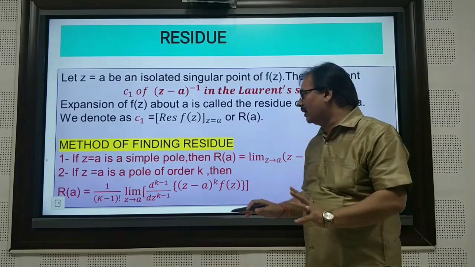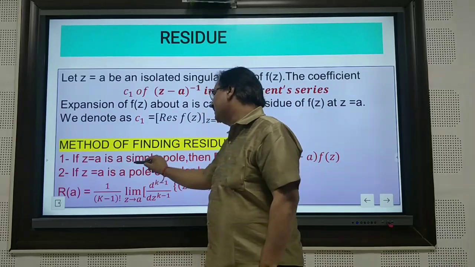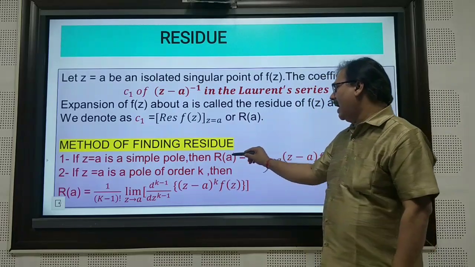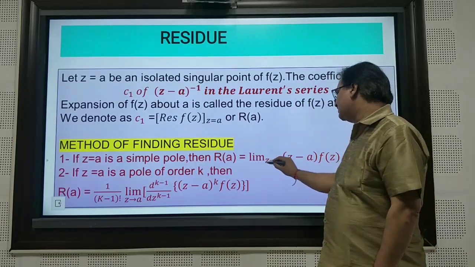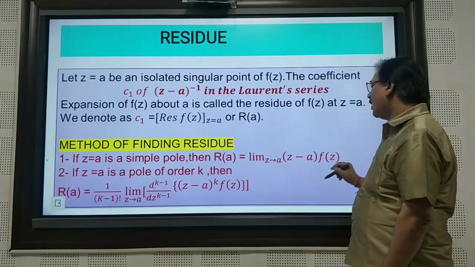What is the method of finding the residue? If Z is equal to A is a simple pole only, then you can define R_A like this: R_A is equal to limit Z tends to A of (Z minus A) f(z). This is the definition of R_A.